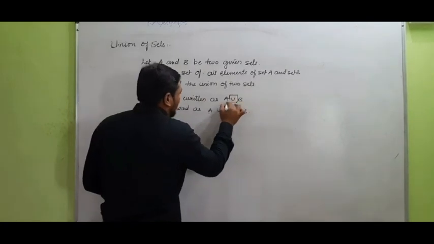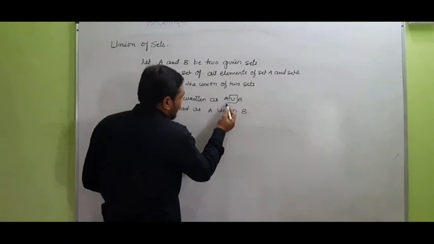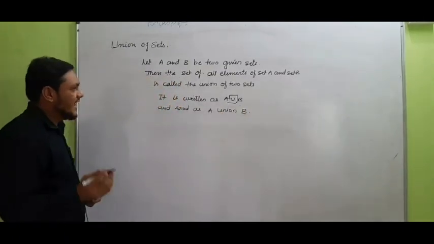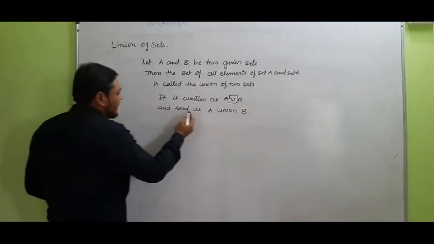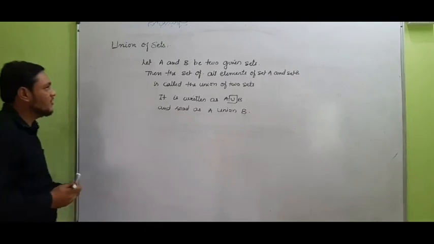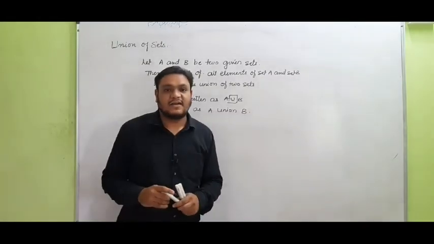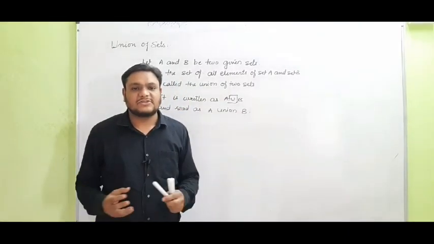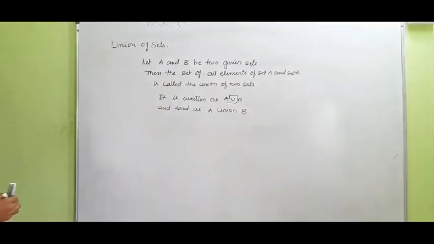This is the special symbol which is used to denote the union of two sets, that is, here we have written A union B. We have to take all the elements of set A and set B together in this set A union B, and it is read as A union B. So we can denote this set by using this symbol. If we take any two sets and take all the elements of those two sets together and make one set, that set is called the union of two sets.